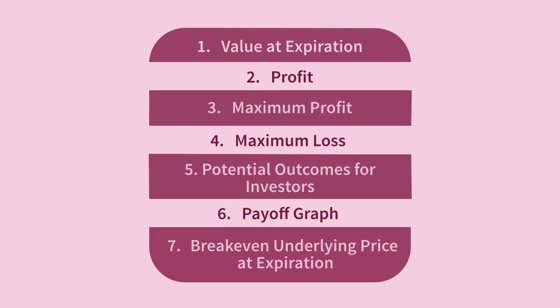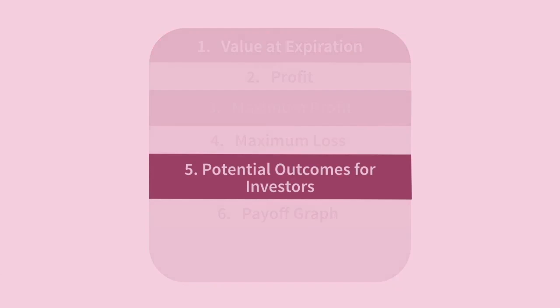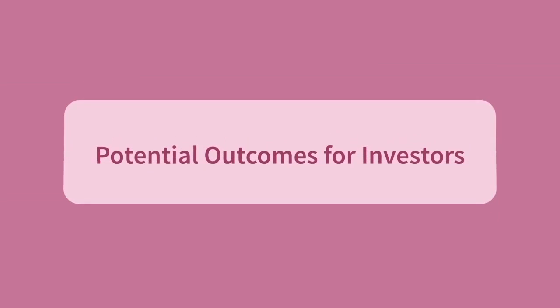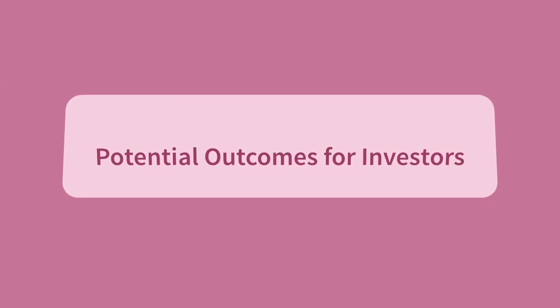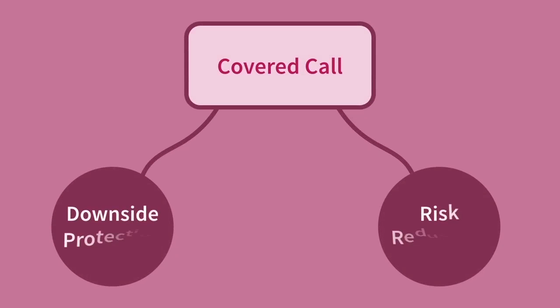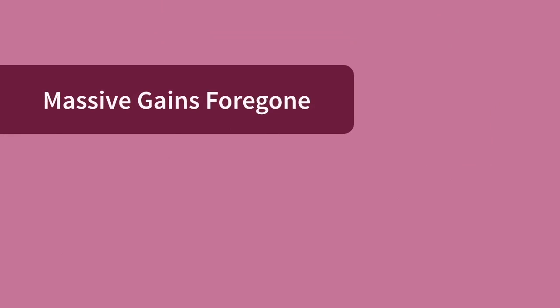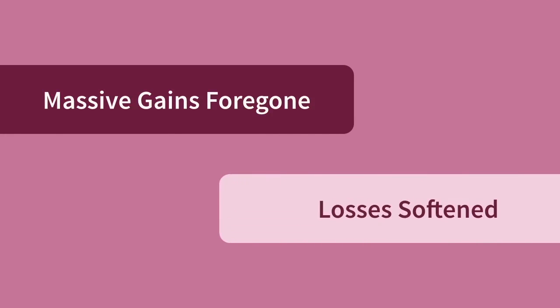On to the next step, the outcomes for investors. In this section, we're going to look at the uses of covered calls and protective puts in terms of risk management. The purpose of a call option is reduction in risk. In bull markets, gains from wild upward swings are forgone, but in bear markets, losses are softened by the option premium.